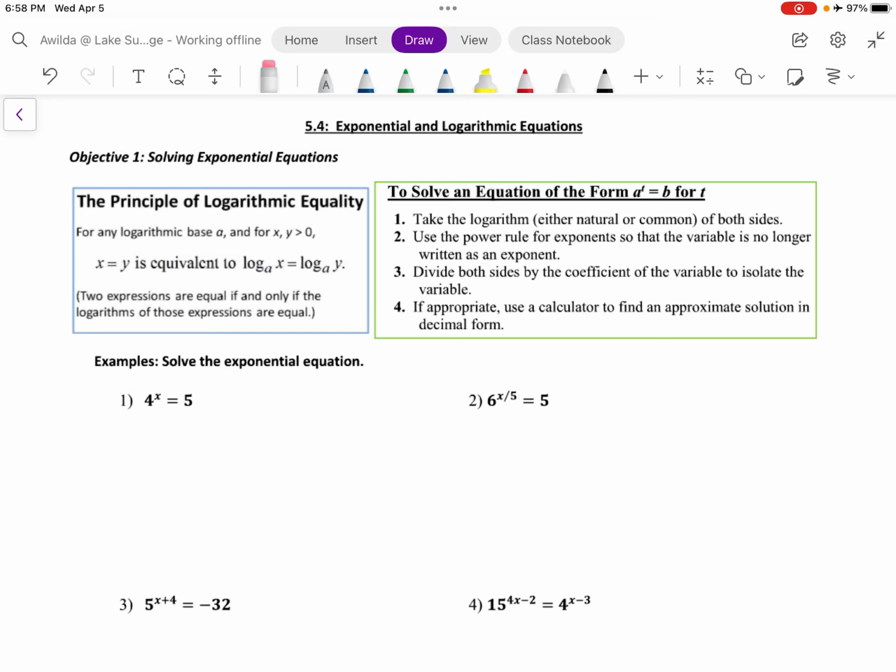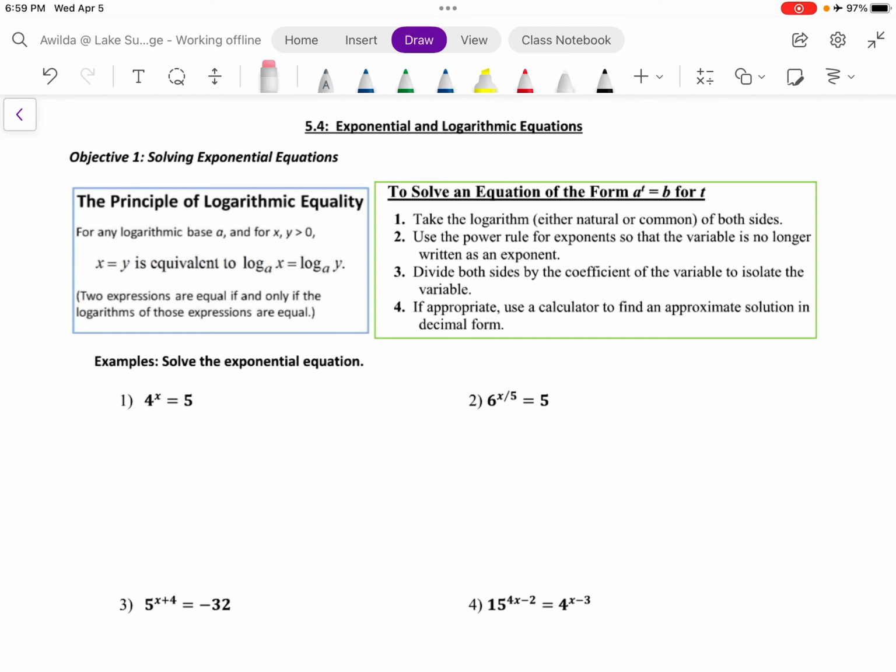In section 5.4, we will explore exponential and logarithmic equations. First, we'll revisit the principle of logarithmic equality, which we saw in the previous section, which states that two expressions are equal if and only if the logarithms of those expressions are also equal. In other words, if two logarithms are equal and they have equal bases, then their arguments must be equal.